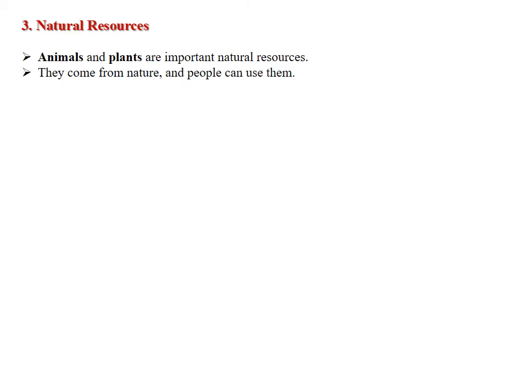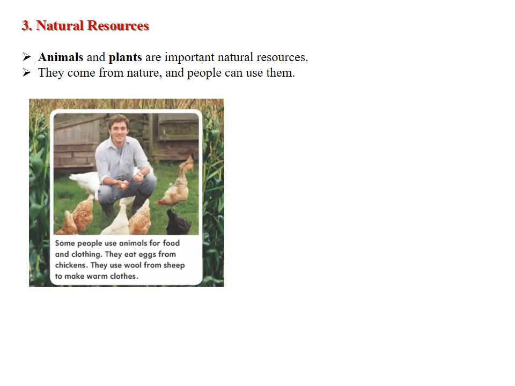Let us continue with natural resources. We have to know that animals and plants are important natural resources too. They come from nature and people can use them. Let's look at these pictures and see how people use animals and plants. Some people use animals for food and clothing. They eat eggs from chickens and they use wool from sheep to make warm clothes.